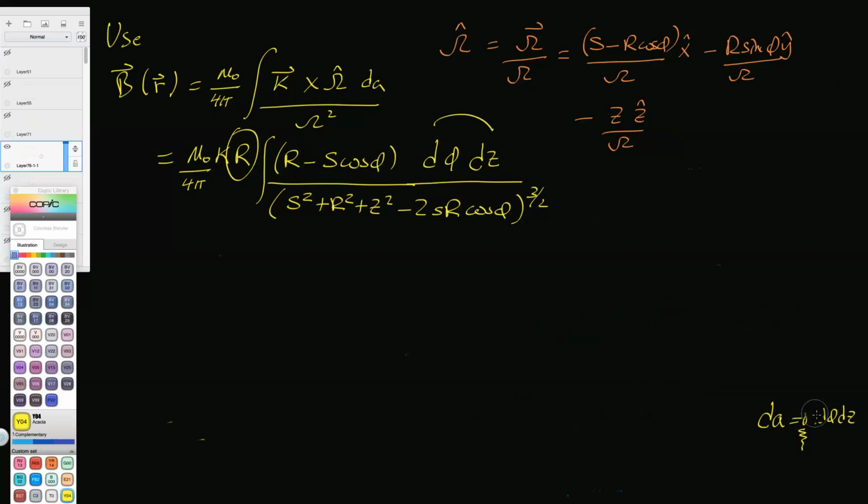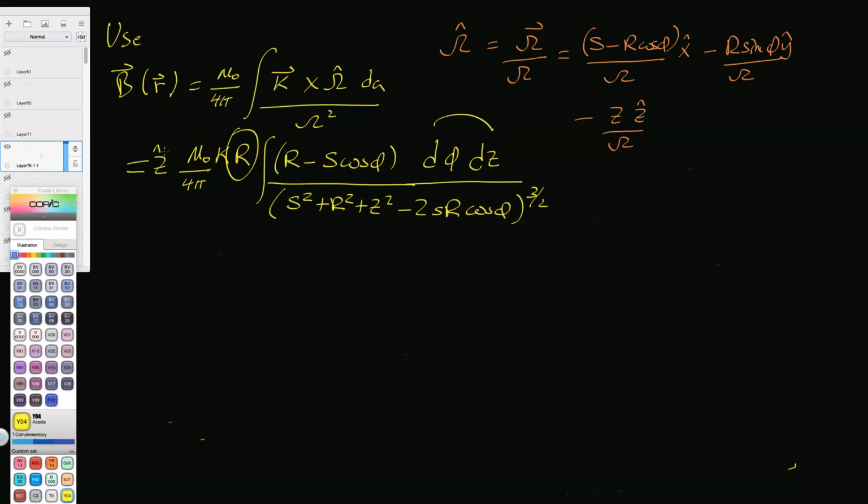Yeah, I was looking at the r minus s that came from the cross product. Oh, and then of course we have a z hat out here.